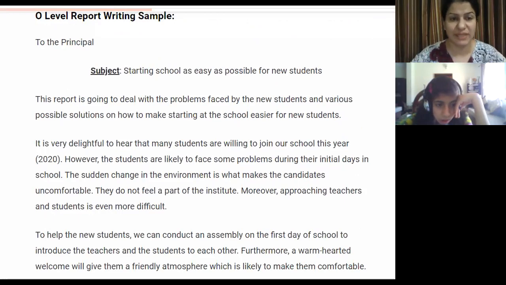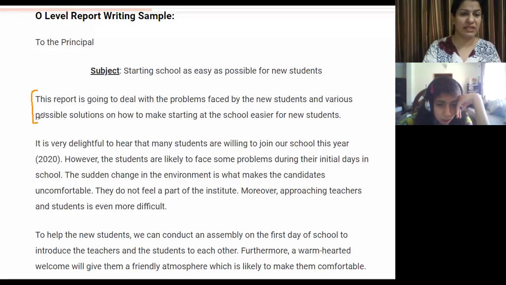O-level report writing sample to the principal, and then give a space, writing down the subject and highlighting it. Starting school as easy as possible for new students. This report is going to deal with the problems faced by new students and various possible solutions on how to make starting at the school easier for new students.